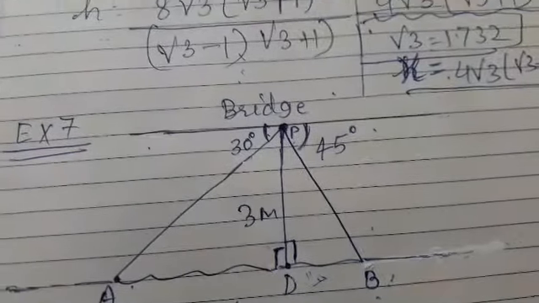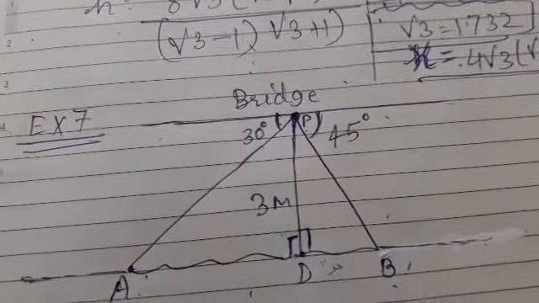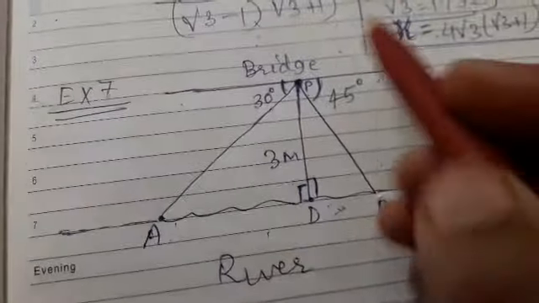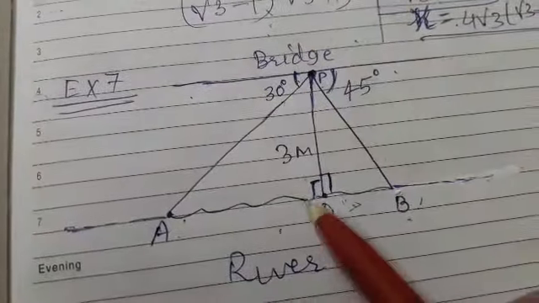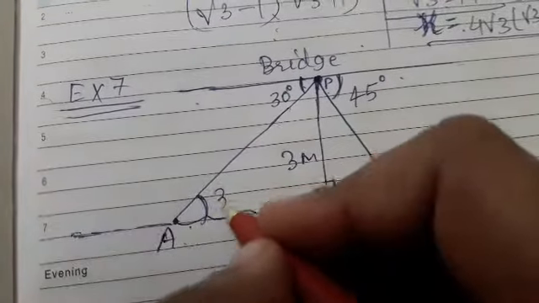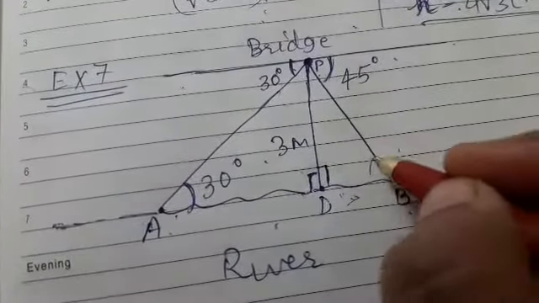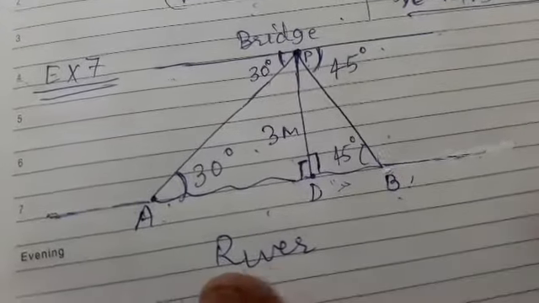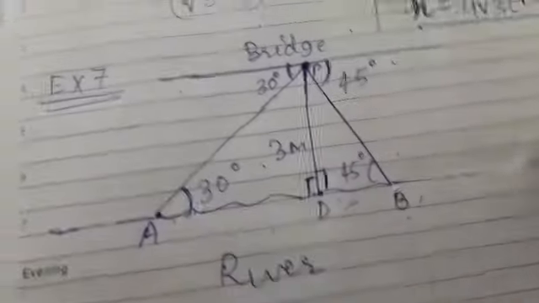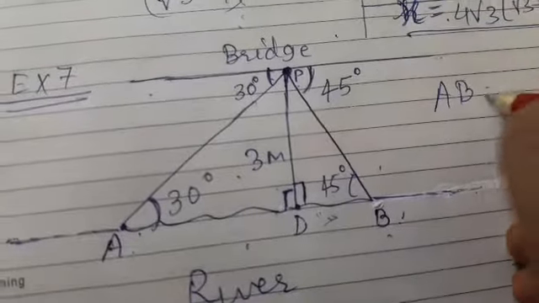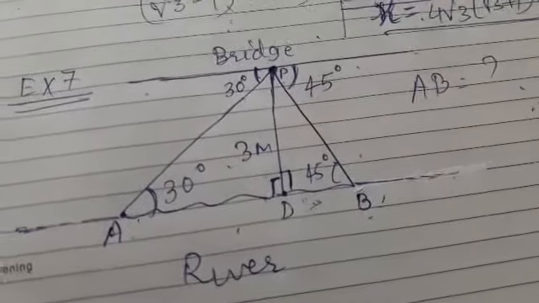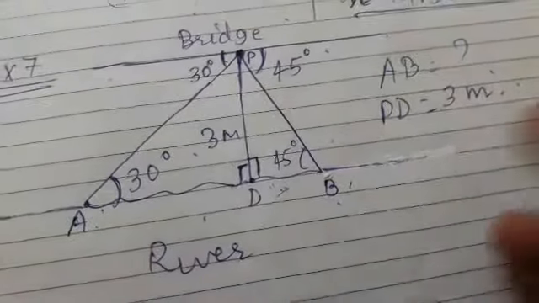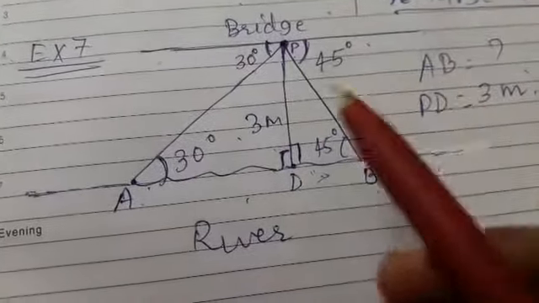You all know that the angle of depression will be formed at the top and the angle of elevation will be down. So remember these points. Now as these angles are alternate angles, this will be 30 degrees and this will be 45 degrees. We have to find the width of the river, that is AB. So AB is the question mark. Then what is the length of PD? PD is equal to 3 meters.